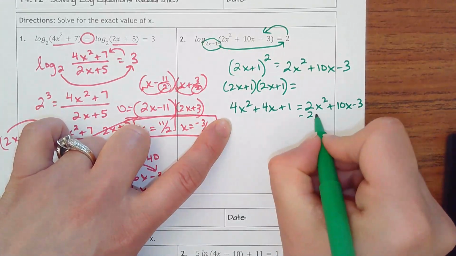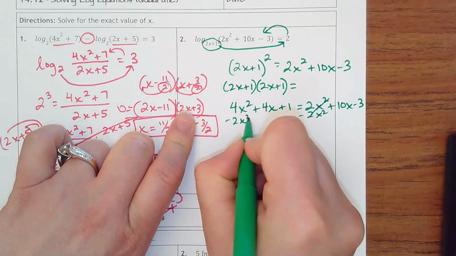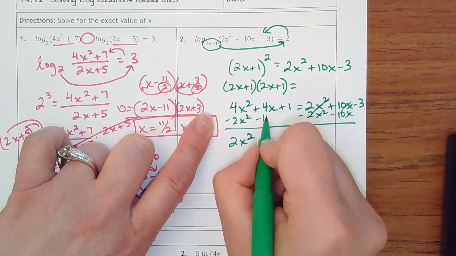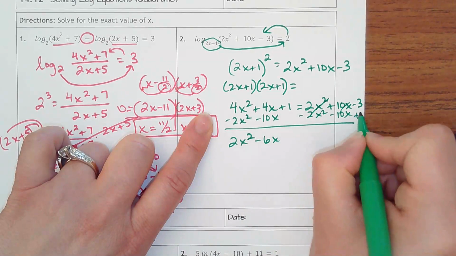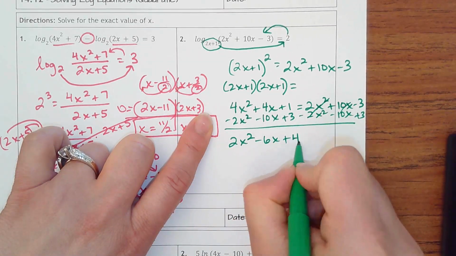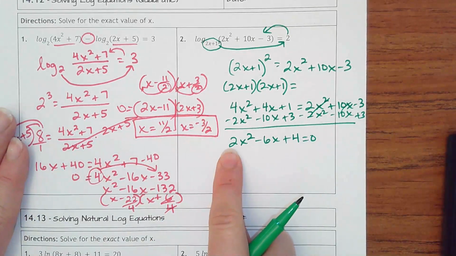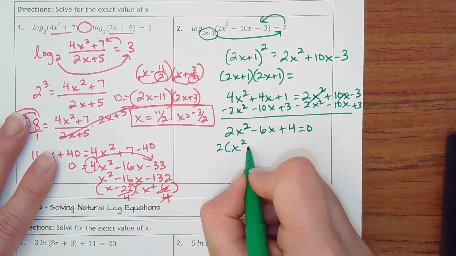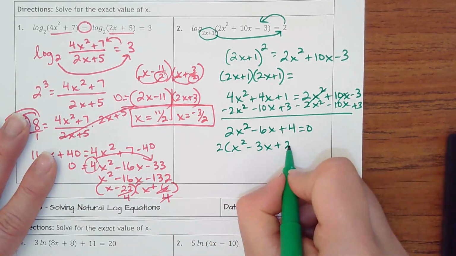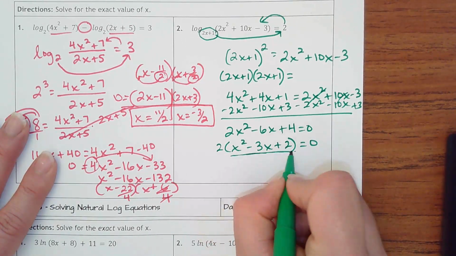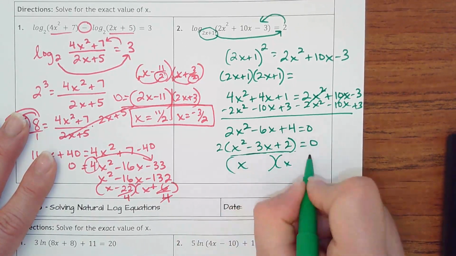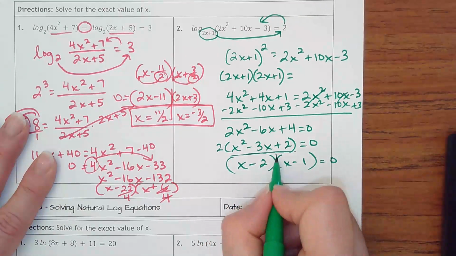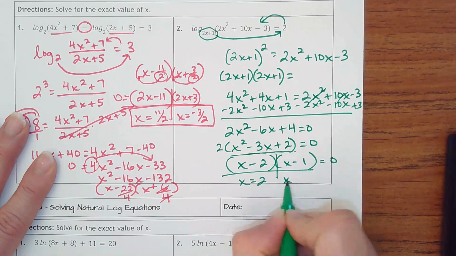I would want to keep my x squared term positive, so I'm going to subtract the 2x squared over. That gives me 2x squared. I'm going to subtract the 10x then to get everything on the same side. It would be minus 6x, plus 3 would be plus 4, equals 0. I like this one because then I can divide away the 2 out of everything. And so then that would give me x squared minus 3x plus 2. So the only part I need to factor is right here. I would have to have two negatives, so that'd be a negative 2 and a negative 1. And then those solutions get me positive 2 and positive 1.